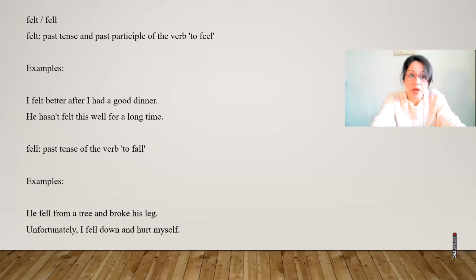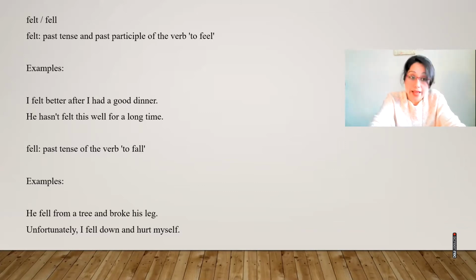Moving on, then you have your felt and fell. So felt, people, is the past tense and past participle of the verb to feel. Okay, so felt is the past and the past participle, the second and third form of the verb to feel. I felt better after I had a good dinner. I mean, all of us do feel like that. He hasn't felt this well for a long time. Again, talking about how you feel. So felt is the past of feel.